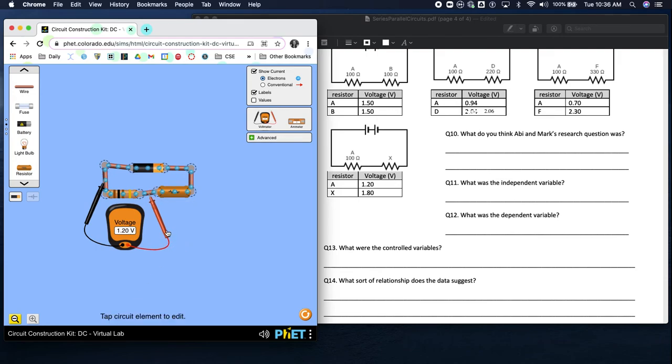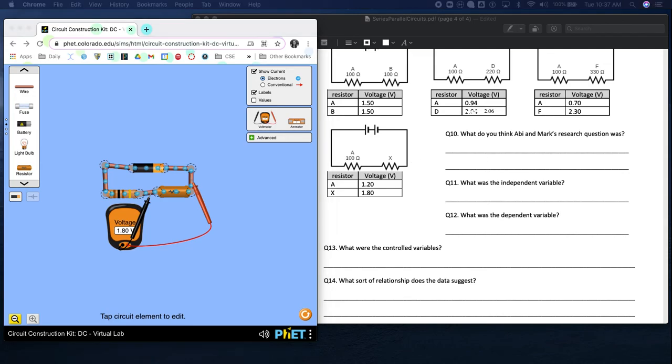Okay, so we're testing resistor A, and that's 1.20 volts, good. Testing resistor X, and it's 1.8 volts. Okay, so we know 100% that resistor X is 150 ohms. Okay, so Ms. Tolles is saying that the controlled variables would be the 3-volt battery, the connecting wires, the 100-ohm resistor, and the digital voltmeter. Independent variables would be the additional resistors that are being changed, okay? The dependent variable would be the voltage that's being measured. And so that should help us with that, okay?